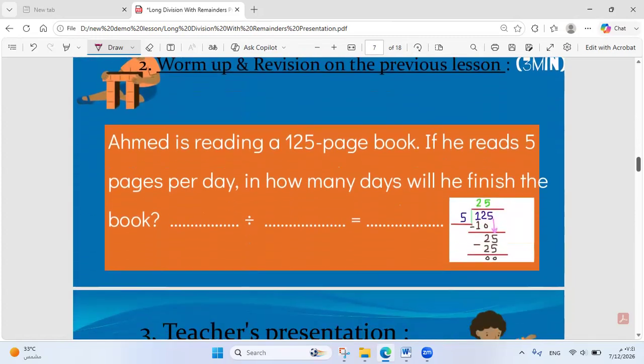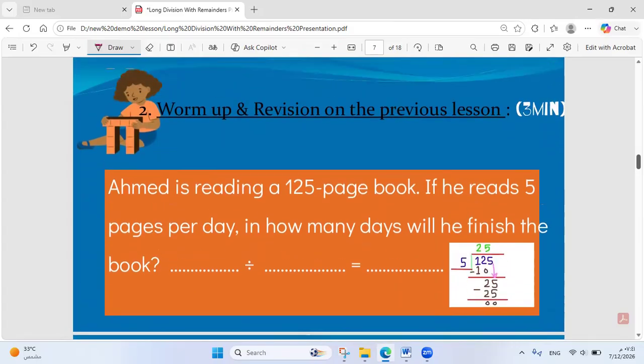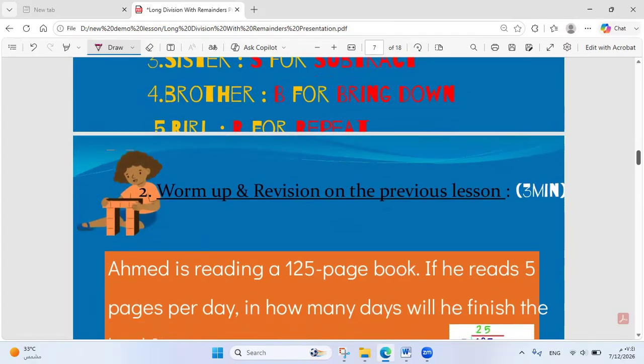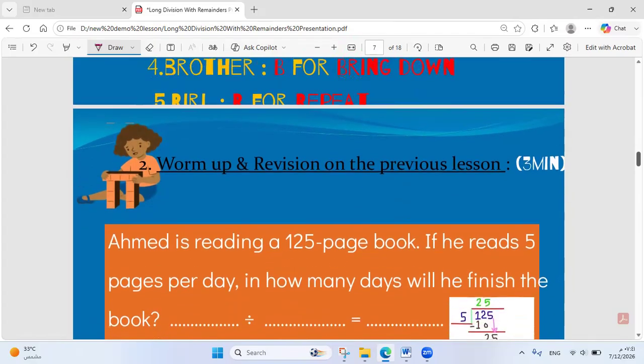We have a new question, or an example here. Let's see it. This example talks about Ahmed, who is reading 125 pages. If he reads 5 pages per day, in how many days will he finish the book? Let's see. We have the number of pages of the book in all, 125, and he reads 5 pages per day.